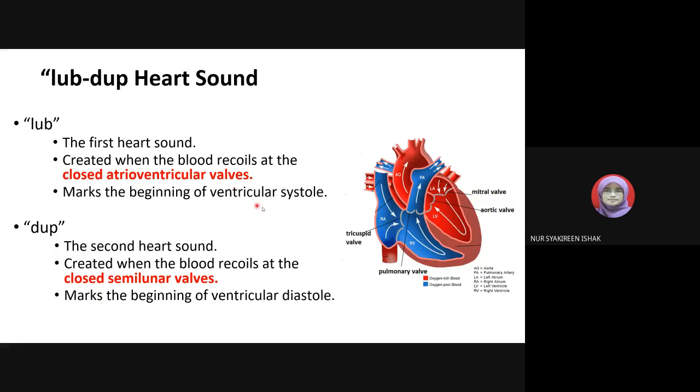Ventricular systole maksudnya apa? Ventricle contract, right? Kenapa dia contract? Sebab dia nak push the blood out of the ventricle. So imagine kat sini kita ada left ventricle, kita ada right ventricle. When the ventricle is in systole, it means the ventricle is contracting. Bila dia contract, this AV valve akan closed. And so the high pressure within the ventricle, due to the contracting of the ventricle, causes the high blood pressure to push or crash against this AV valve.